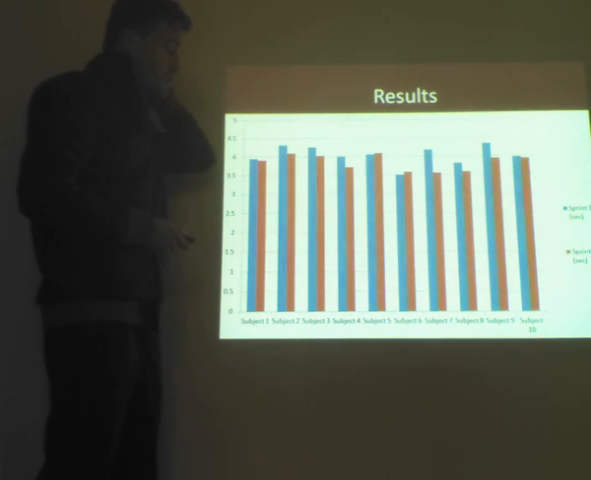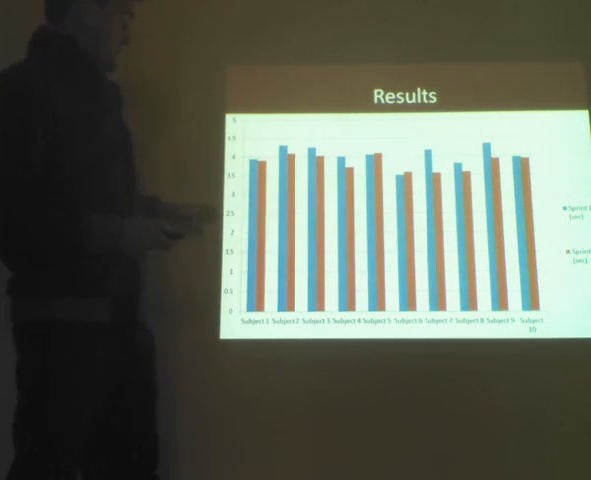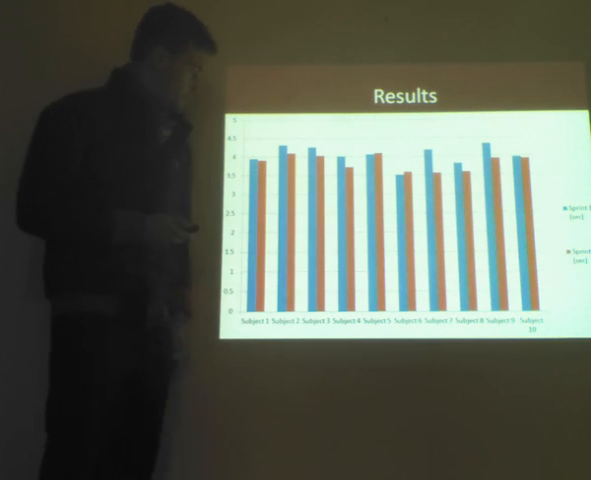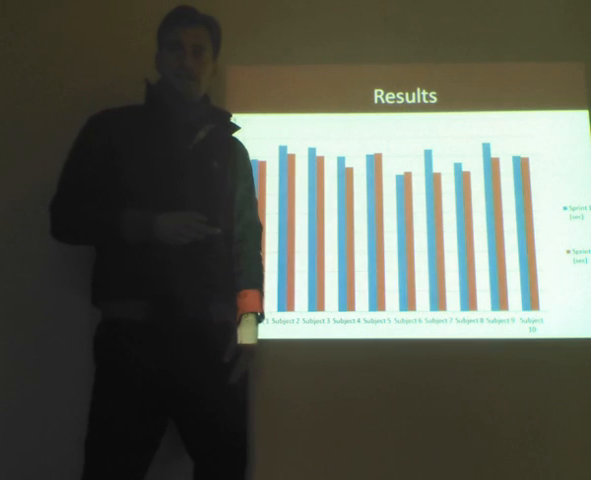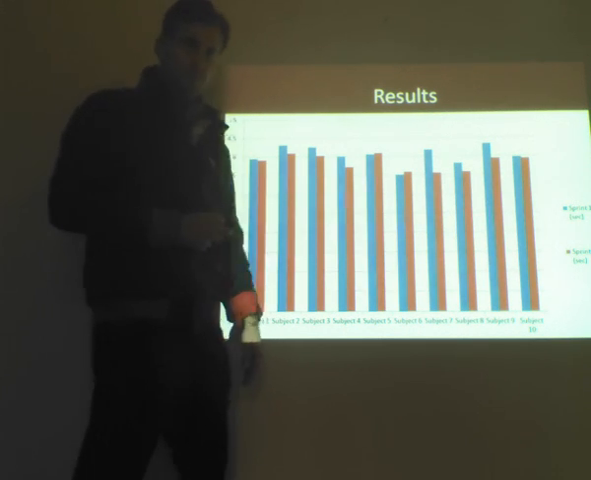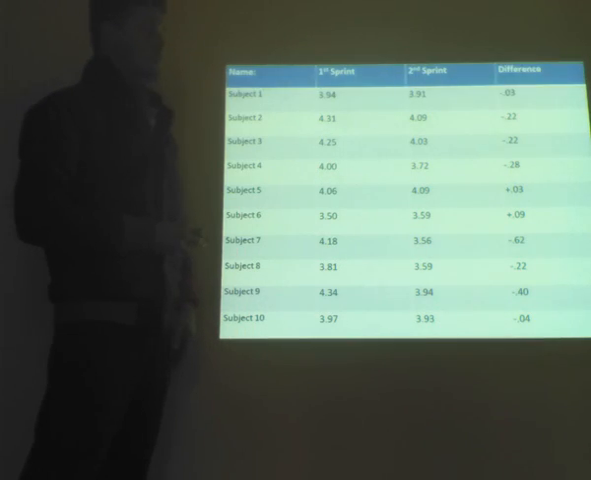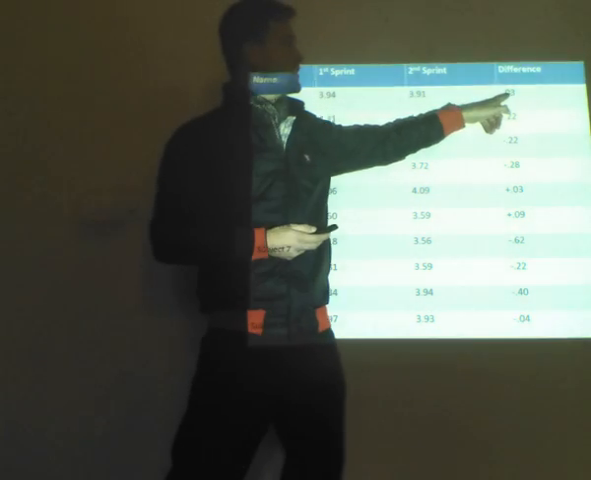Let's just dive right into the results. I don't know if this is very clear, but as you can see, the blue line indicates the time of the first sprint, and the red line indicates the time of the second sprint. So in most of the subjects, time decreased in the second sprint, which means that post the dynamic stretching, their 20-meter sprint time went down. It might be a little clearer with this: first sprint, second sprint, difference.